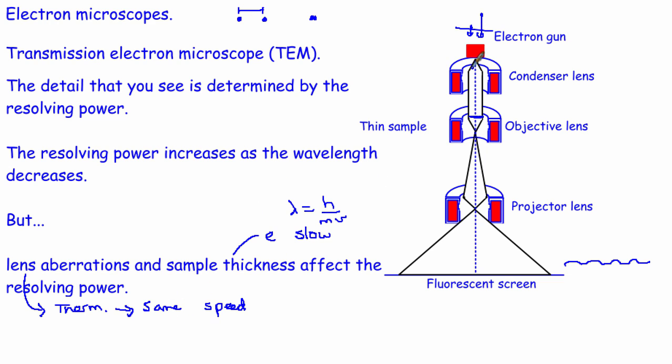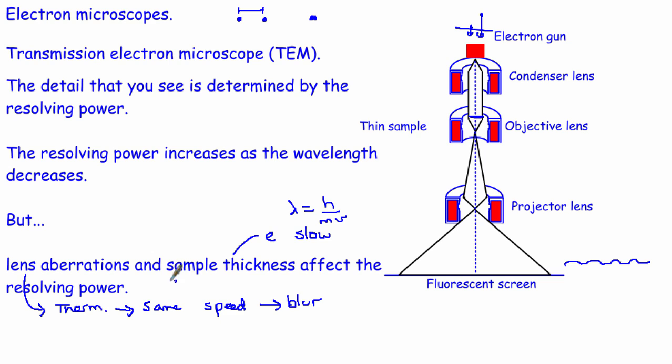And so you end up with very slightly different wavelengths. If you get different wavelengths, then these magnetic fields will affect them in slightly different ways. And if they don't have the same speed, then your image becomes a little bit blurry.